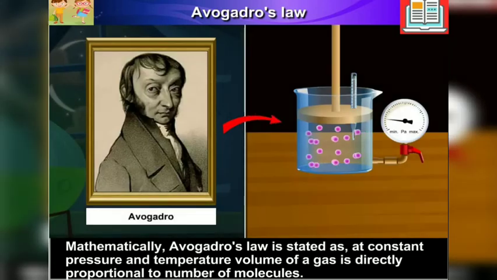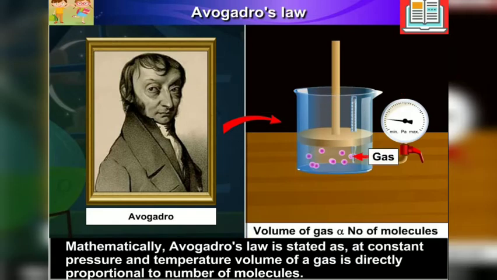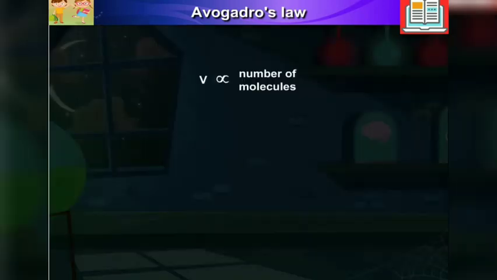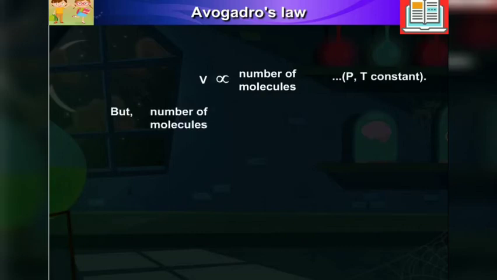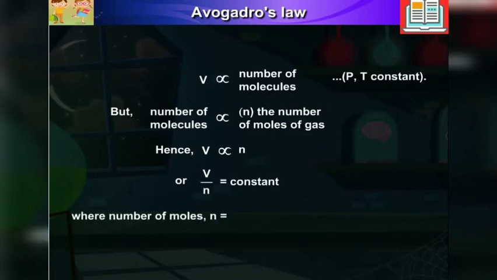Mathematically, Avogadro's law is stated as: at constant pressure and temperature, the volume of a gas is directly proportional to the number of molecules. V is directly proportional to the number of molecules, where pressure and temperature are constant. But the number of molecules is directly proportional to n, the number of moles of gas. Hence, V is directly proportional to n, or V upon n equals a constant, where the number of moles, n, equals the mass of gas upon the molar mass of gas.